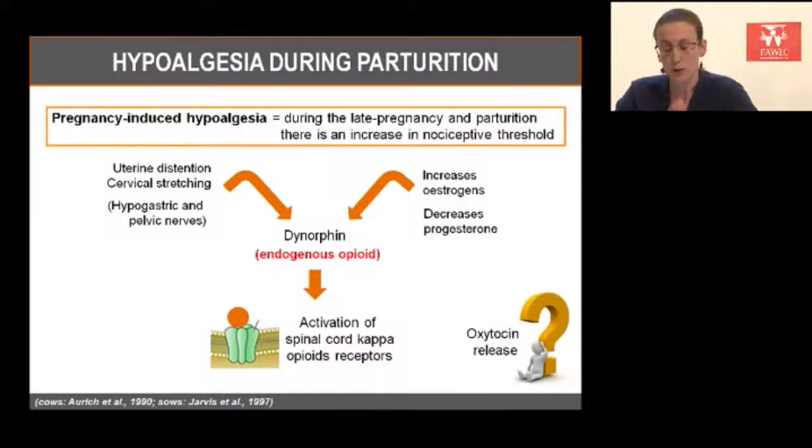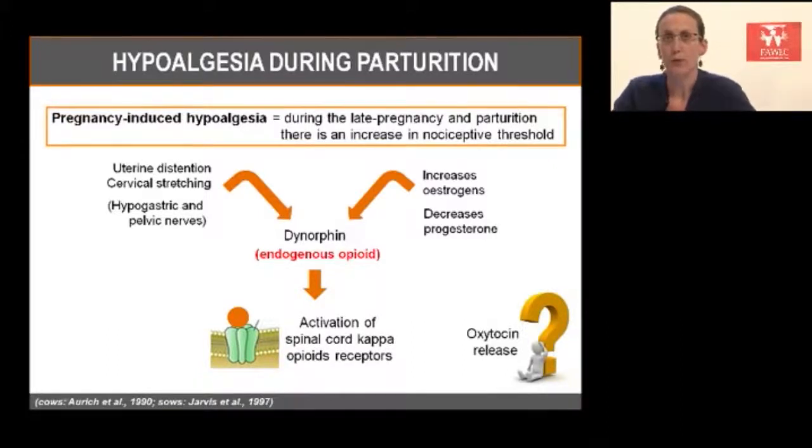So it is well known that in general, endogenous opioids or opioids at high concentrations may inhibit the release of oxytocin. And as I said, oxytocin is a very important hormone for parturition. So although more research is needed in this aspect, we have to consider the risk of increasing nociceptive threshold at birth as a negative feedback to oxytocin release.